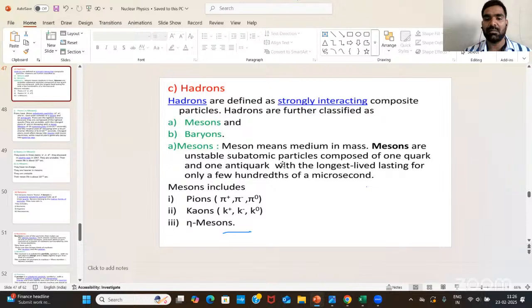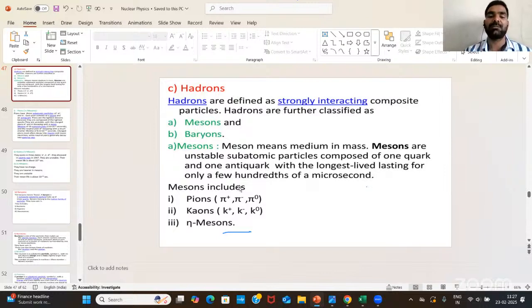Mesons are unstable subatomic particles composed of one quark and one antiquark, with the longest lived lasting for only a few hundreds of a microsecond. So these mesons are unstable subatomic particles. One is a quark and one is an antiquark, with the longest lived lasting a few hundreds of a microsecond. That much life will be visible.